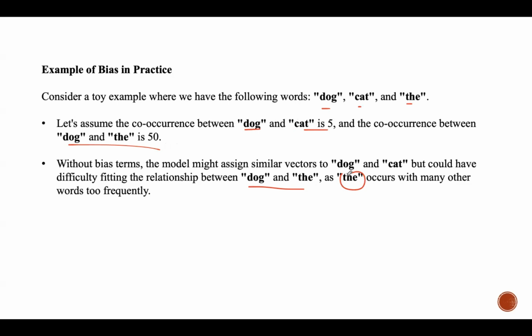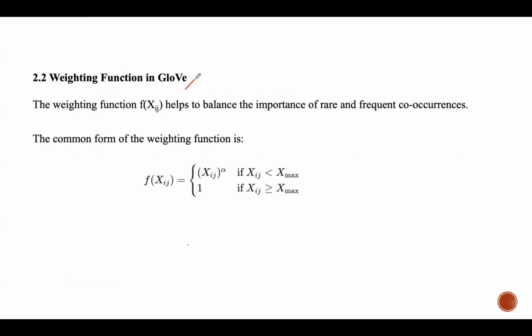They might have a problem fitting the relationship between the words dog and the, as the word the occurs with more words too frequently. Then the weighting function in GloVe, which is used to balance the importance of rare and frequent co-occurrences, is this formula. Here Xij is the raw count of how often the word i appears in the context of word j. For example, take the sentence, the cat sat on the mat, and assume the i value is cat and the j value is sat. Then Xij represents the number of times cat appears in the context of sat, right?